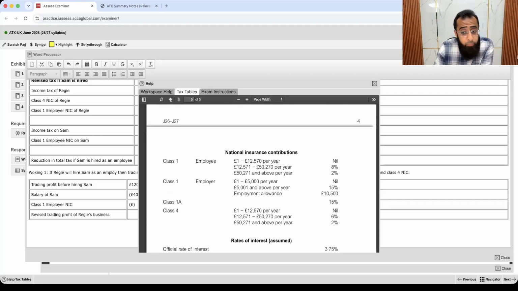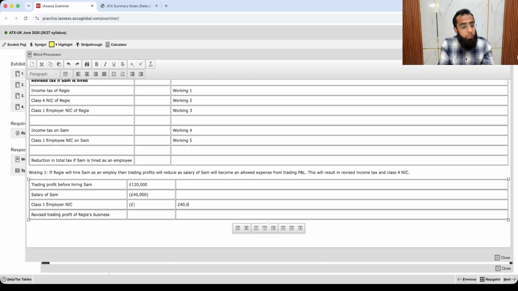in the examination. First 5,000 pounds is 0%. Then above that, the rate is 15%. But there is an employer allowance of 10,500 pounds. I hope you all remember. Okay. So 40,000 pounds minus 5,000 pounds, which is the 0% band. On 35,000 pounds, the rate is 15%. So that gives me how much class 1 employer NIC? This is 5,250. But this will be covered by 10,500 of employer allowance.